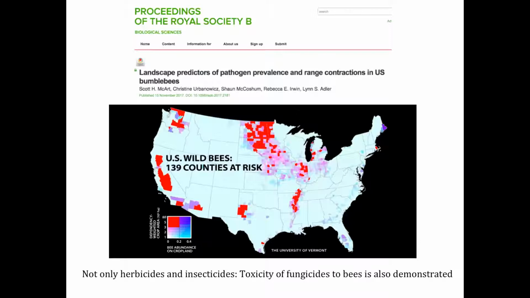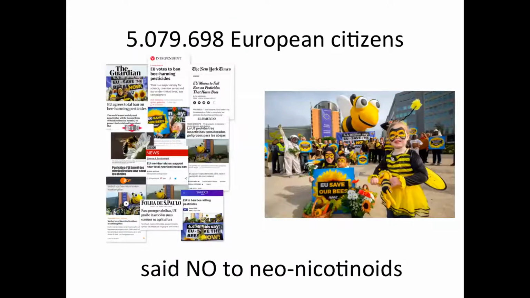And then we can also look at what happened recently, where toxic compounds like this one and others that are toxic for bees were taken out from the market, thanks to 5 million people signing a petition that was directly brought to the European Parliament. So people's voice needs to be there if we really want to transition to agroecology.